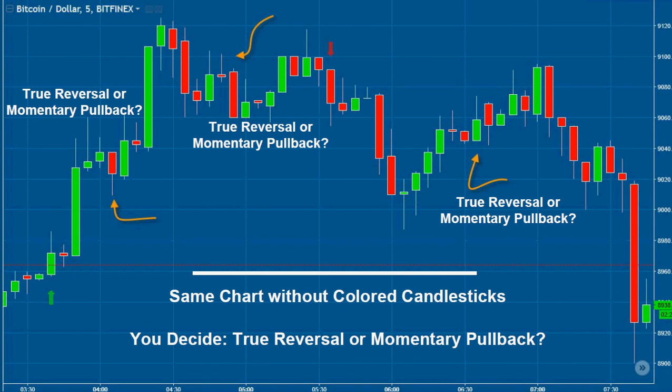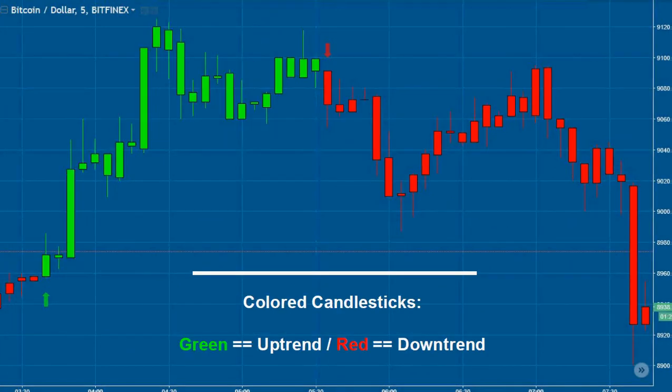Here's that same Bitcoin chart I showed you just a second ago, except it doesn't have the colored candlesticks. So how many times do you have to go through, is this a true reversal or a momentary pullback? And this is the same 5-minute chart. Here's what we think with colored candlesticks, without that indecision. So what is our intention? To simplify charting.